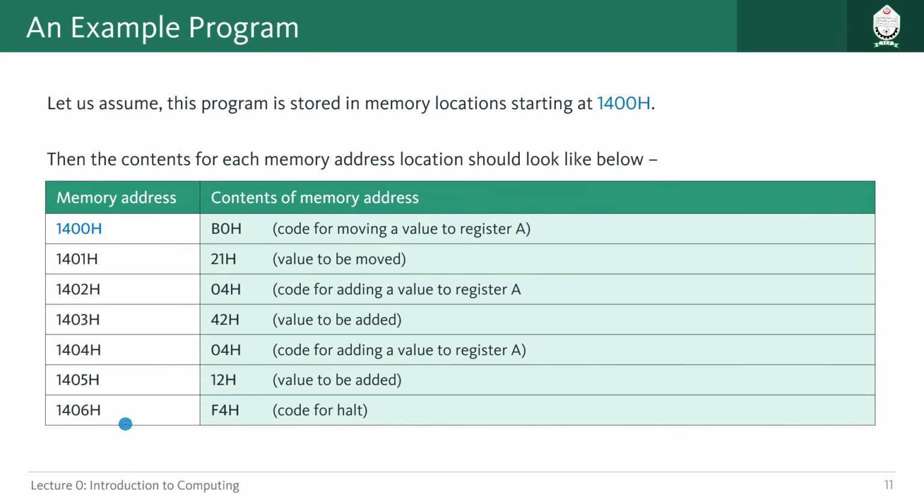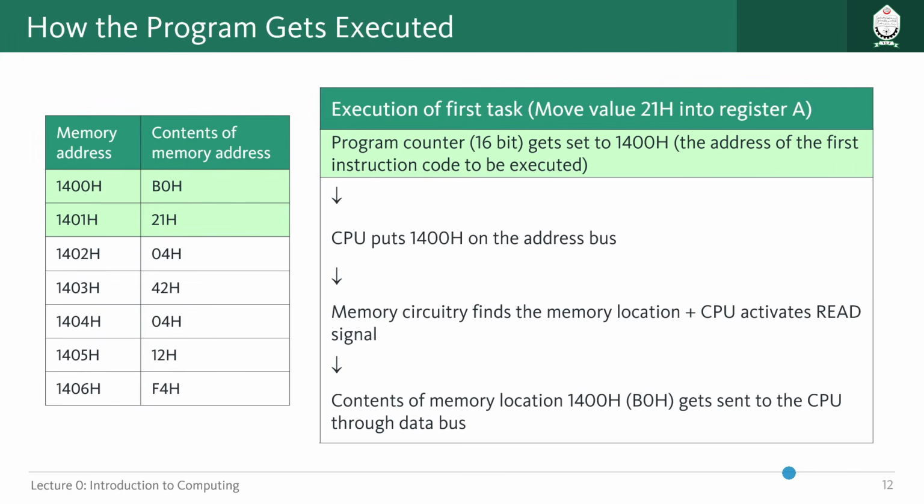And for the last one, the halt instruction, we don't have any data, so we can store that in one memory location. So in this way, starting from 1400H to 1406H, we have stored our program to be run by our CPU. Okay, now let us try to understand how this program will get executed by the CPU.